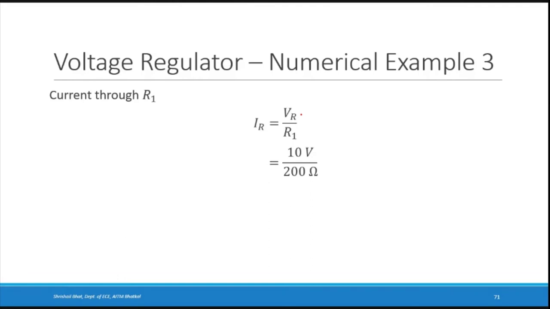So what is this value? IR, 10 divided by 200. What is that value? 10 divided by 200 ohms. What is that value? 0.05, exactly. 0.05 amps. In terms of milliamps, I can write it as 50 milliamps, right? 0.05 amps is nothing but 50 milliamps. So IR is 50 milliamps.